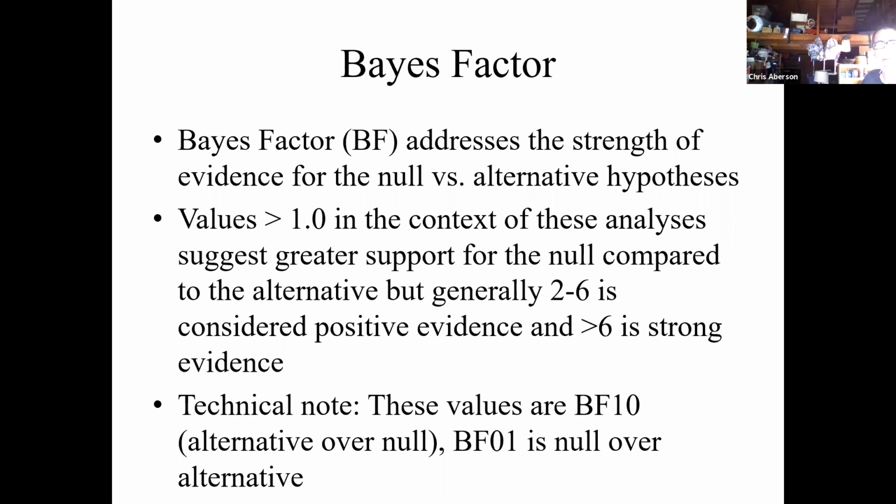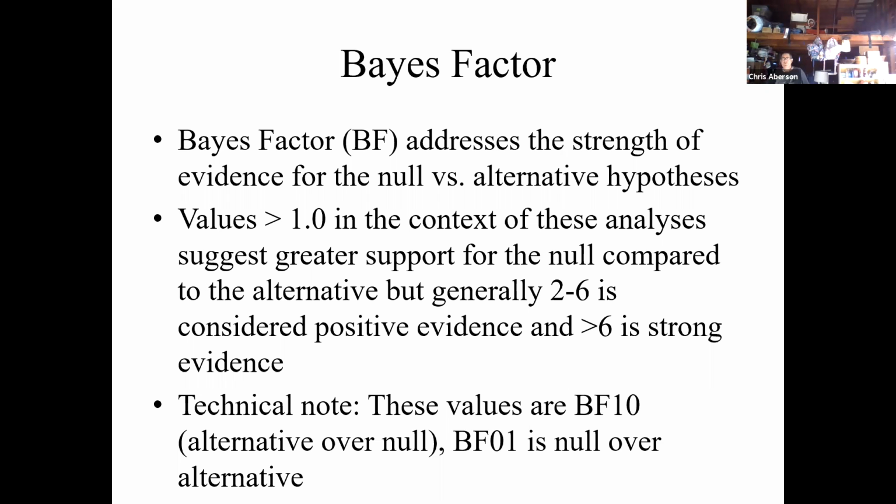Bayes factors. Bayes factors are statistics that assess the relative evidence for the null hypothesis versus the alternative hypothesis. They can be set up in two different ways. But when we have values, say, greater than 1, it suggests greater support for, say, the null hypothesis over the alternative. That's considered relatively weak evidence. 2 to 6 is considered positive evidence. More than 6 is considered strong evidence.